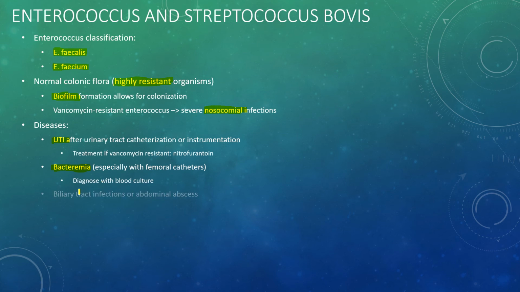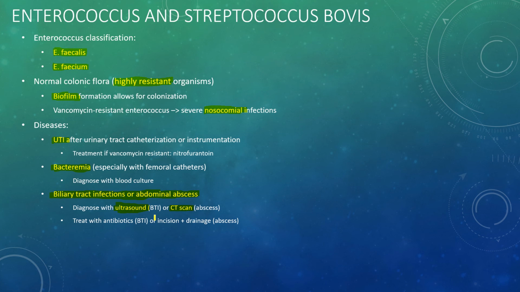So you diagnose this with a blood culture, and you also have biliary tract infections or abdominal abscesses that you can get from Enterococcus as well. Remember, Enterococcus is normally found inside the GI tract, so it can go towards the biliary tract or even cause an abscess in the abdomen. And how are you going to diagnose this? If you have a biliary tract problem, you always use an ultrasound. Ultrasound is the best initial test for biliary tract problems, and for abscesses, a CT characterizes it the best. So treat with antibiotics and incise and drain it if it's an abscess.